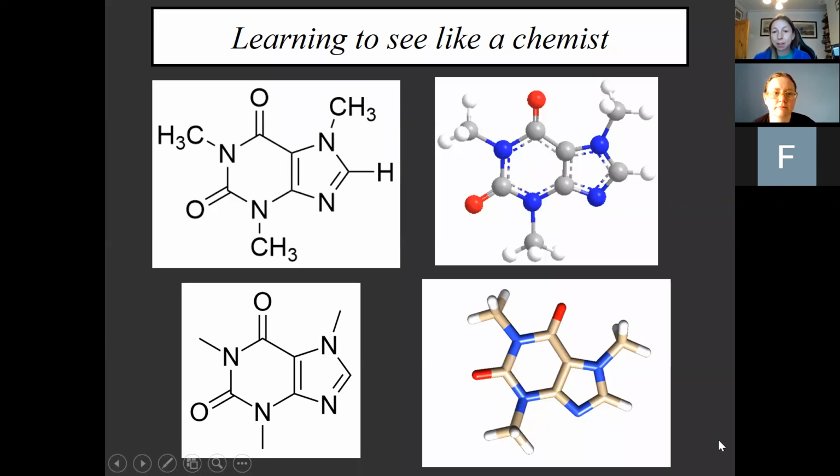If you're a chemist, you can just look at something like this and know it's right. If you're not a chemist, then you probably need to have the two formulae next to each other, try to rotate it, and understand what you're seeing.